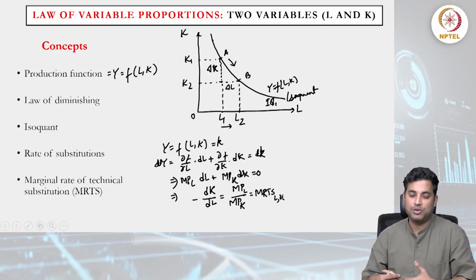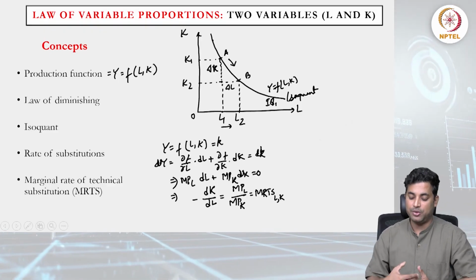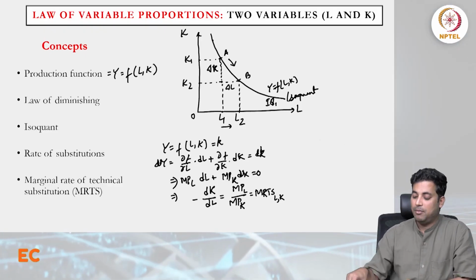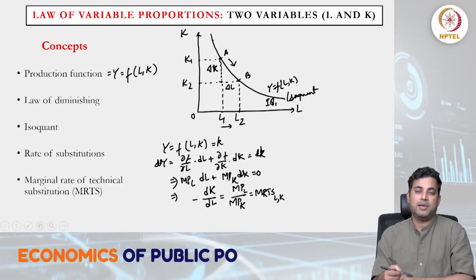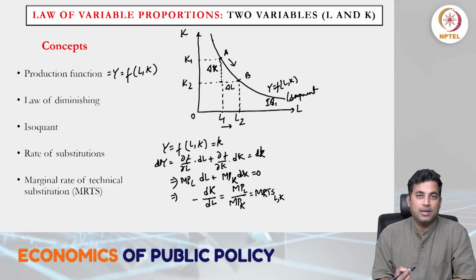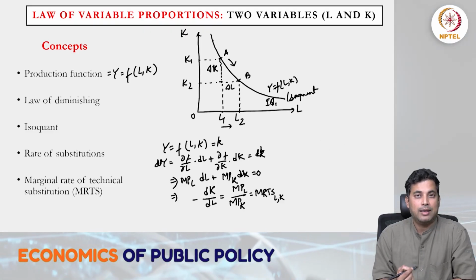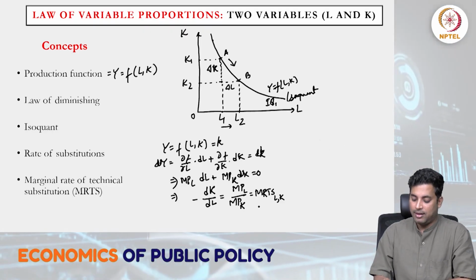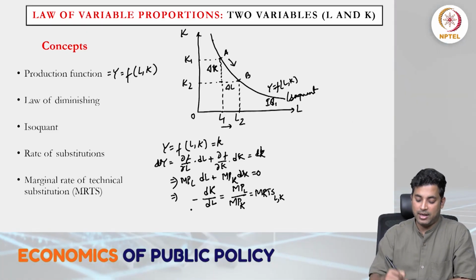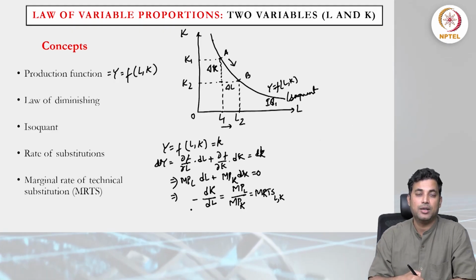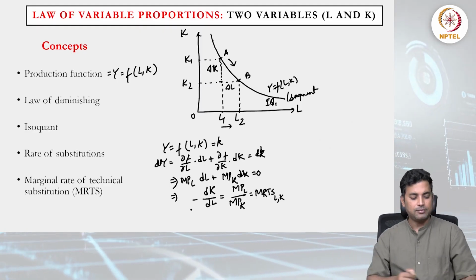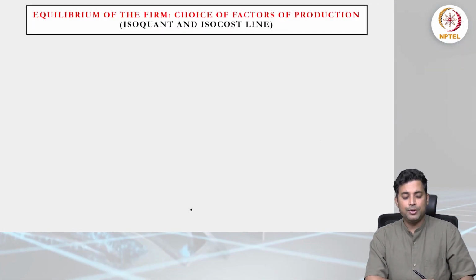It is basically substituting between L and K by the producer. So this movement between A to B is basically substituting one over another, and in this case substituting L by K or K by L. And this is what is called the marginal rate of technical substitution, and this negative sign represents the downward slope, or the law of diminishing returns.